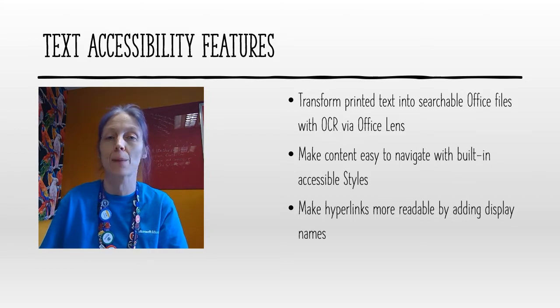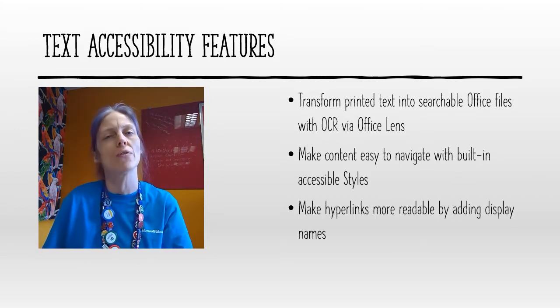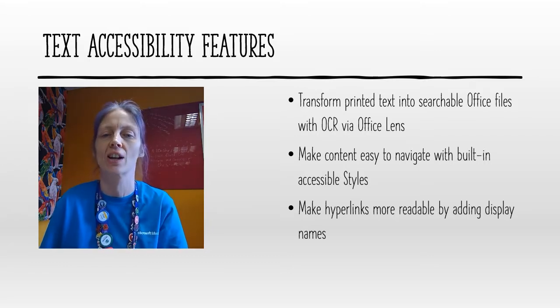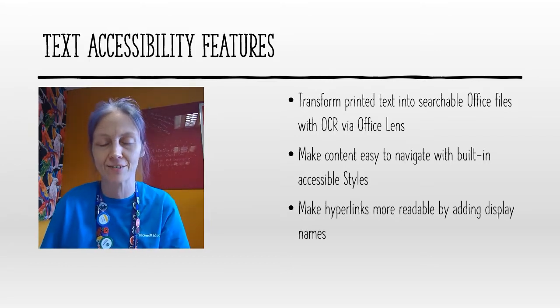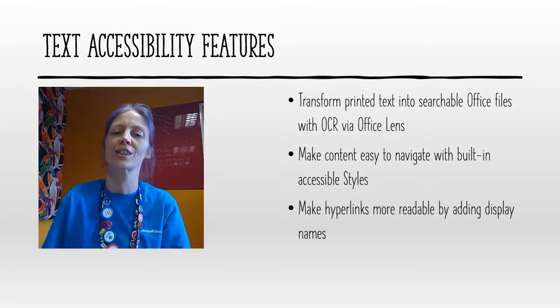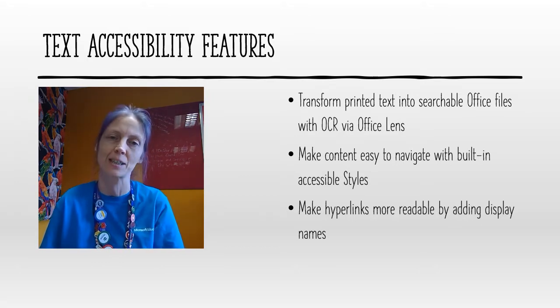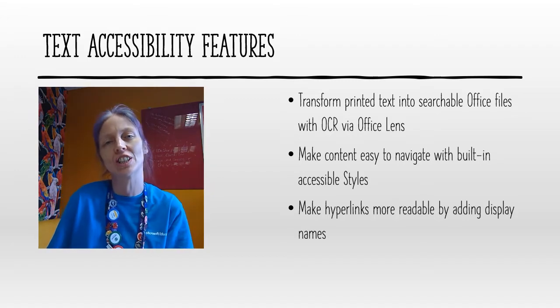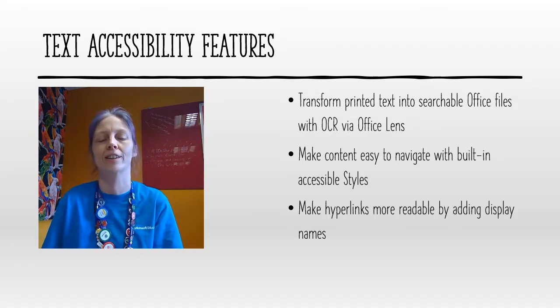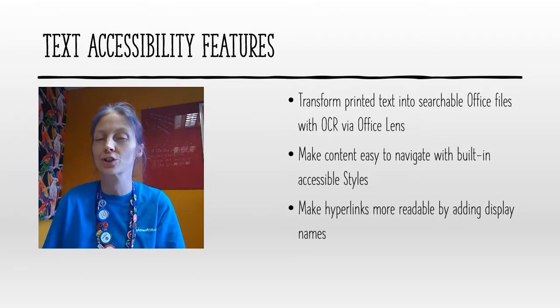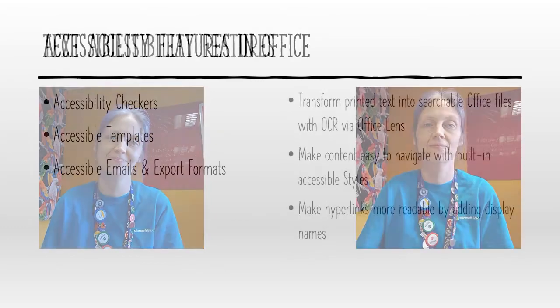And finally, there's the text accessibility features. So using the application Office Lens, you're able to transform printed text into searchable Office files using optical character recognition. You can also make content easy to navigate with built-in accessible styles, so using your heading styles within Word, for example. And finally, you can make hyperlinks more readable by adding display text so it doesn't just show the URL.